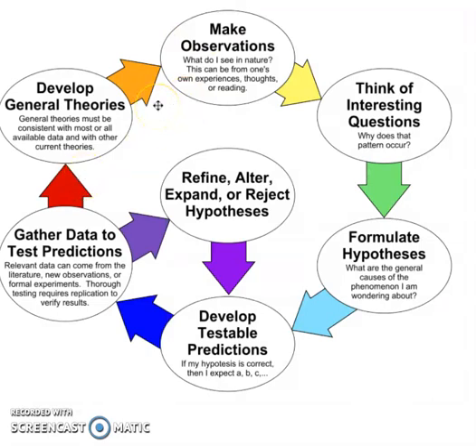So finally, the scientific method in science is not step by step. It is a flow chart where you make observations, you might think of interesting questions, form a hypothesis that you can test. You'll develop and test those predictions. You'll gather data. Maybe you'll have to go back and reject your hypothesis and refine your experiment to make it a little bit better. And then eventually, those ideas might develop general theories of the phenomena that we see.